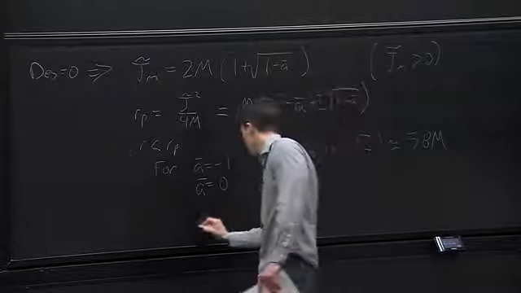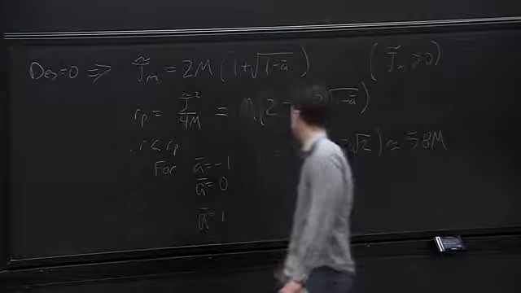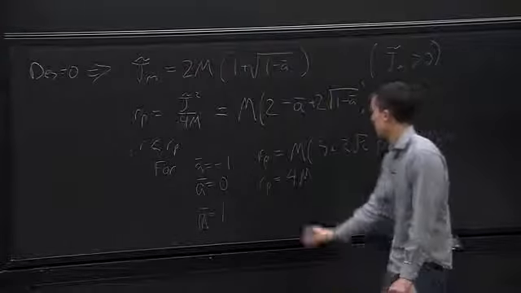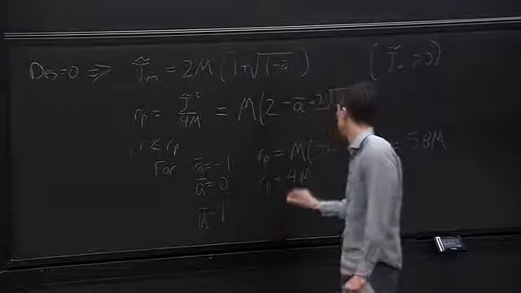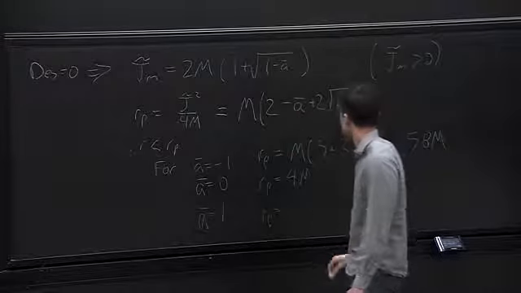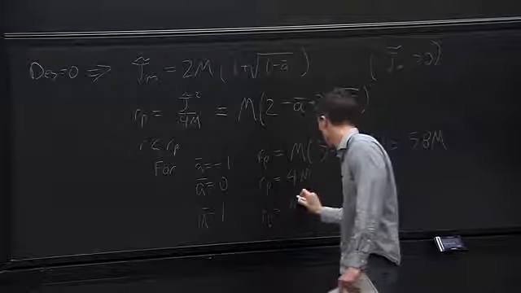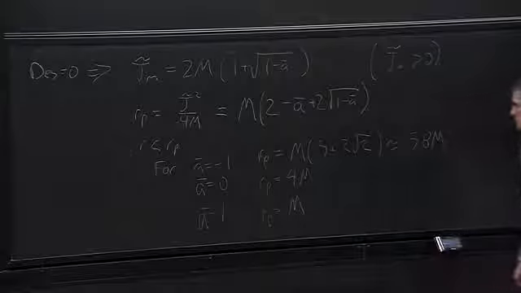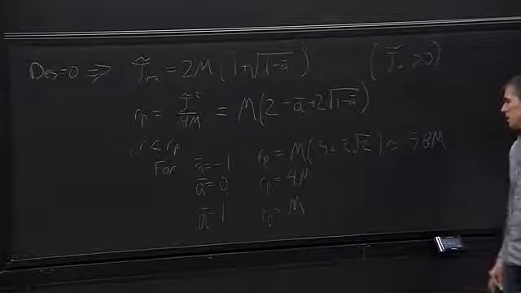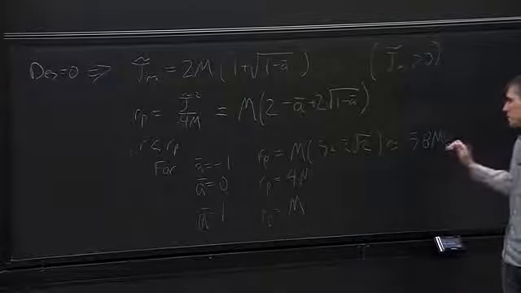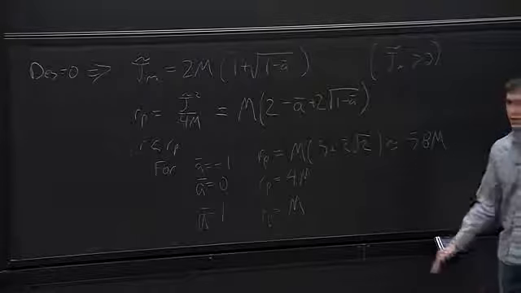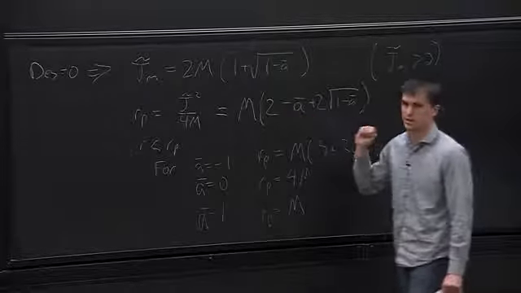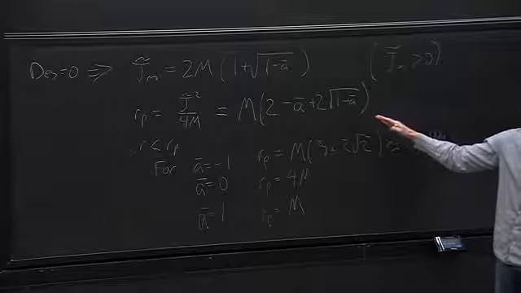And we can look at the prograde case. And there we get -1, and this goes to 0. So we just get m. So you can see that for any non-extremal value of the spin, this periapse value is going to be less than the equivalent ISCO value.